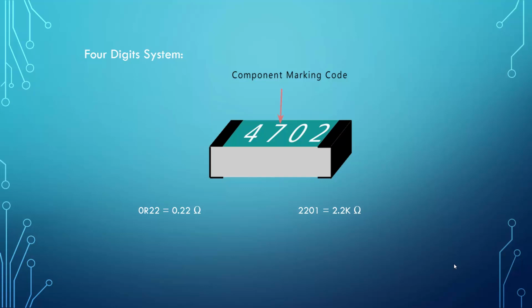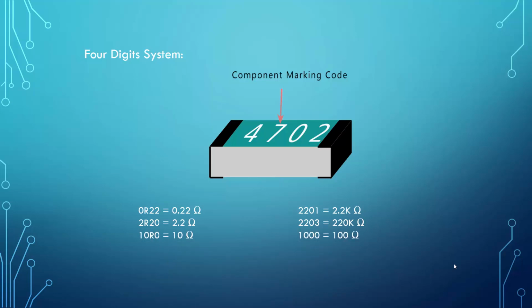0R22 will be equal to 0.22 ohm. 2210 will be equal to 2.2 kilo ohm. The first 3 digits are 221 and the multiplier is 0. So it will be equal to 221 times 10 to the power of 0, which is equal to 221 ohm. 2R20 will be equal to 2.2 ohm. 2203 will be equal to 220 kilo ohm.